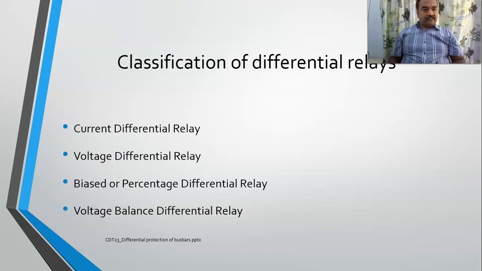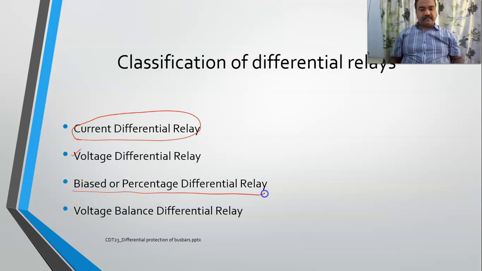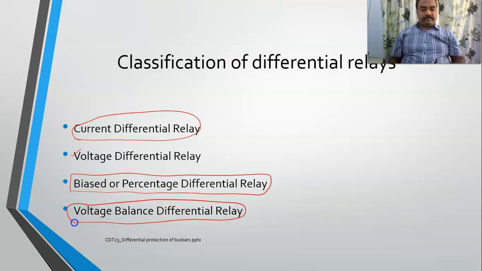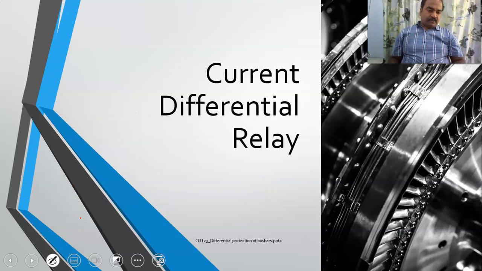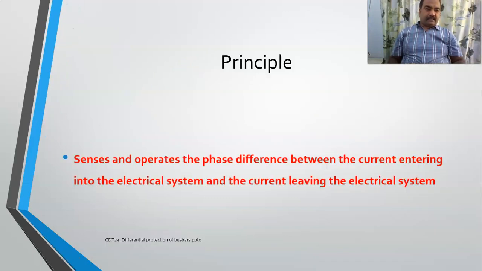These differential relays are basically classified. The commonly used one is the current differential relay, and we also have the voltage differential relay, and the improved version, which we call the bias differential relay or percentage differential relay, and finally the voltage balance differential relay. In today's class we will see only the current differential relay, which is widely employed for differential protection.